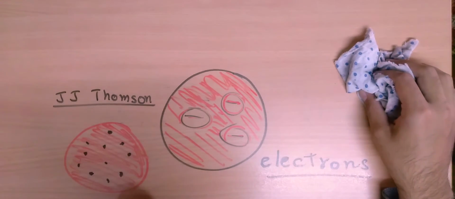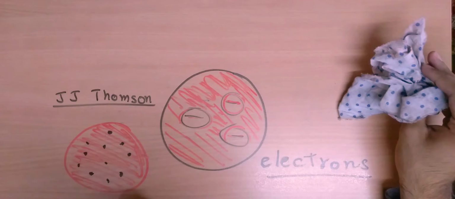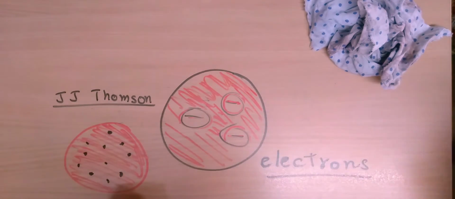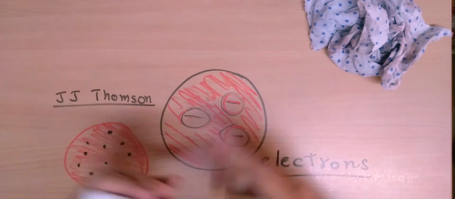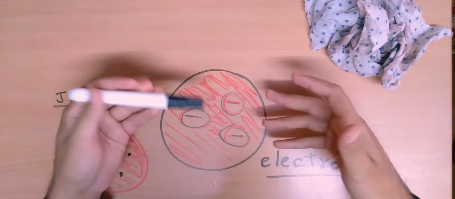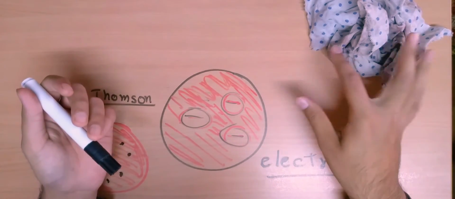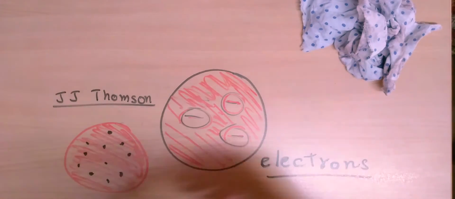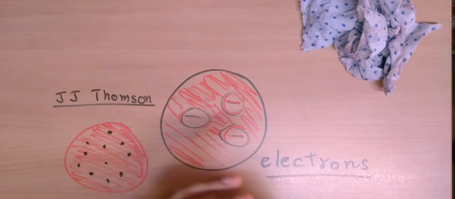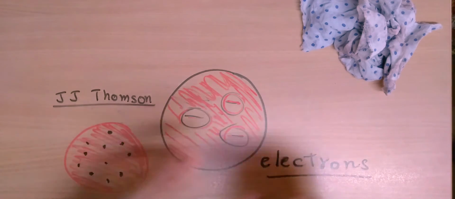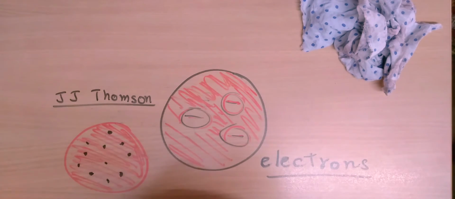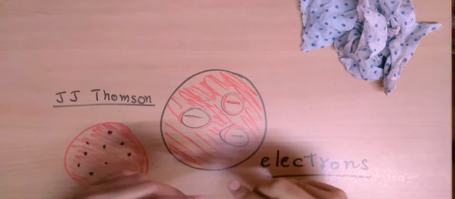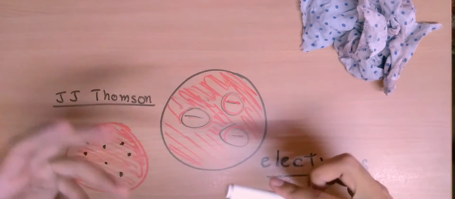And that is how J.J. Thomson came up with the first model of an atom. So this looks pretty good, right? I hope so. This looks like a decent model of an atom, and people in those days believed that this is how an atom actually looks. So that's it for this video. And this was called the J.J. Thomson model of an atom, or the plum pudding model of an atom.